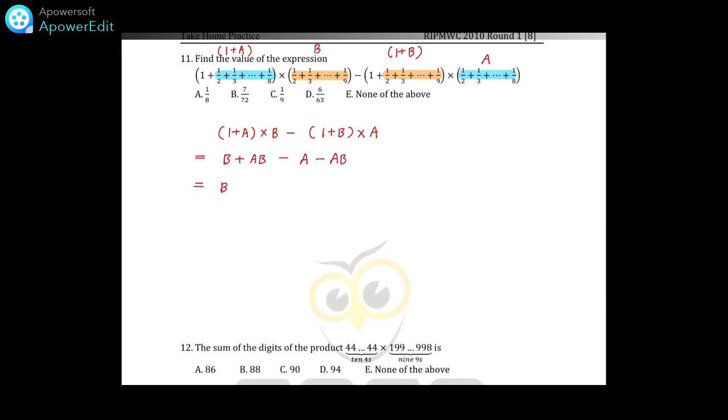So AB minus AB cancel each other. We are just left with B minus A. Now you check the difference between B and A is just one fraction, 119. Everything else is the same. So difference equals to 119. The answer is C.